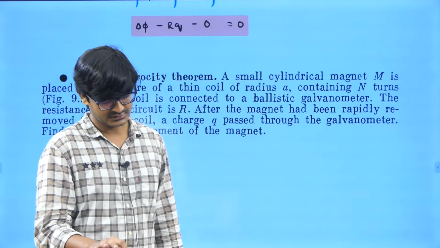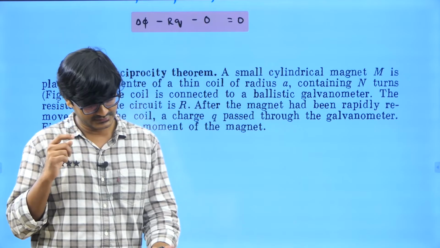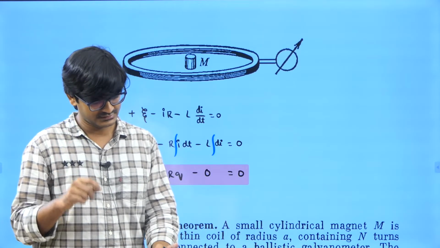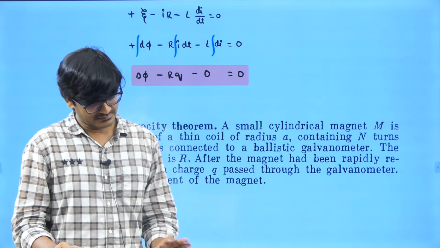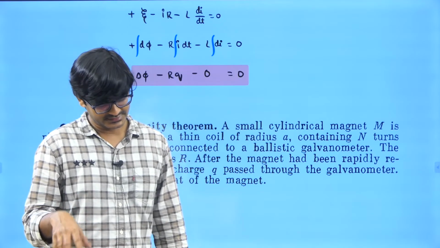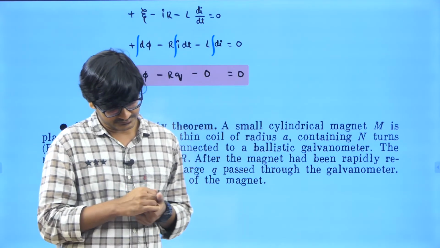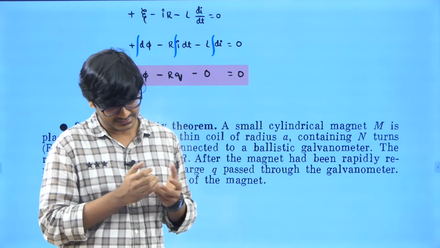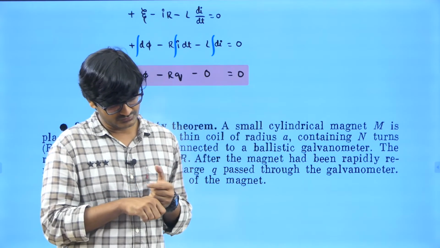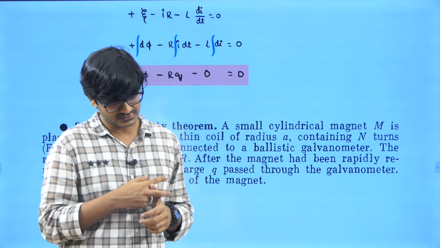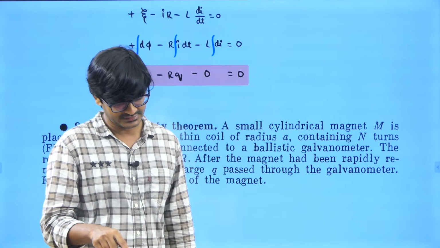Now there is this question. A small cylindrical magnet, you can see the figure, is placed at the center of a thin coil of radius A containing N turns. The coil is connected to a ballistic galvanometer. The resistance of the circuit is R. After the magnet has been rapidly removed from the coil, a charge q has passed through the galvanometer. Find the magnetic moment of the magnet.